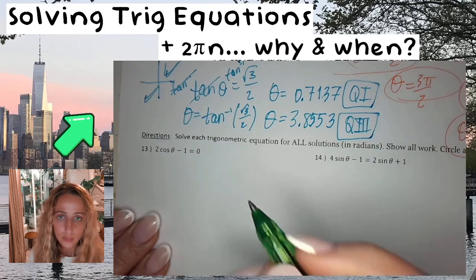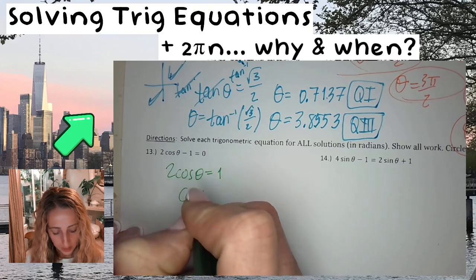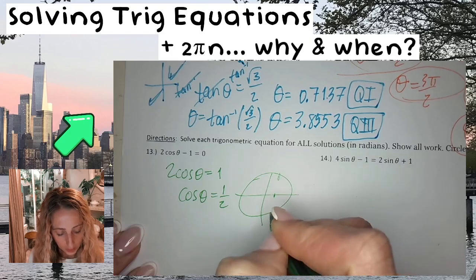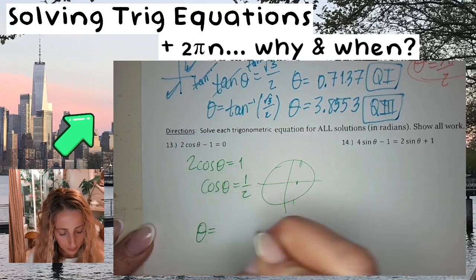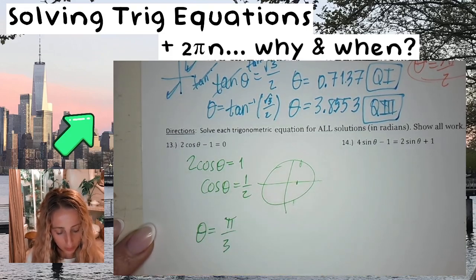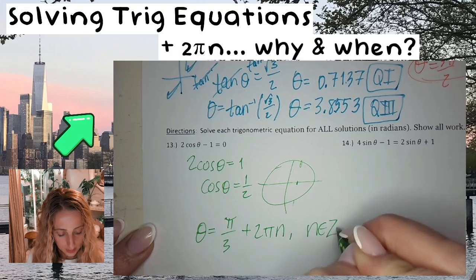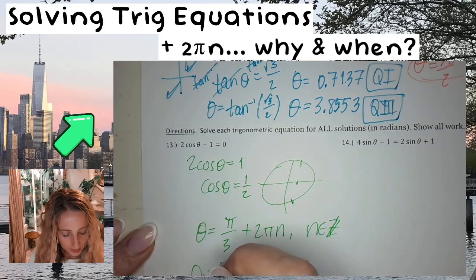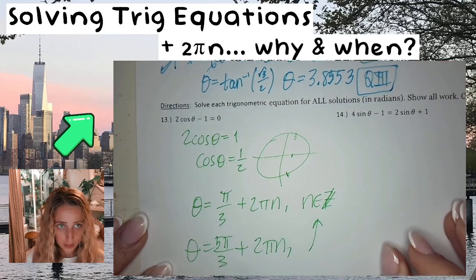Okay, solve for all solutions in radians. So that means 2 cosine theta is 1, cosine theta is 1/2. So that means over a little here and here. All solutions in radians. So that means theta equals, well, one answer is pi over 3. And to do all answers, plus 2 pi n, where n is an element in the set of integers. And then the other one is down there. What is that? 5 pi over 3, also plus 2 pi n, same, when n is an element in the set of integers, we're done.